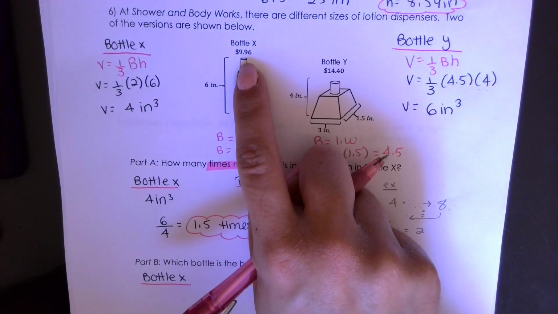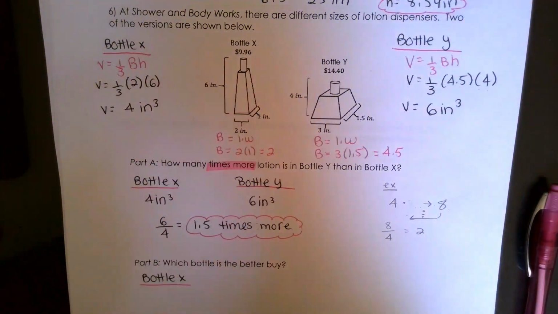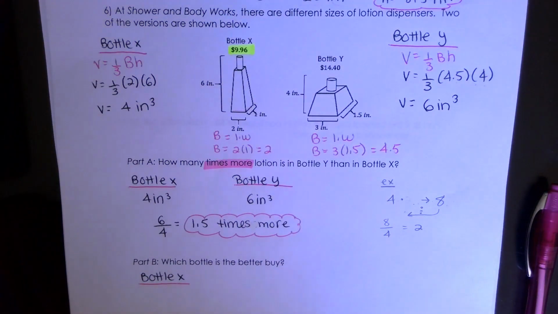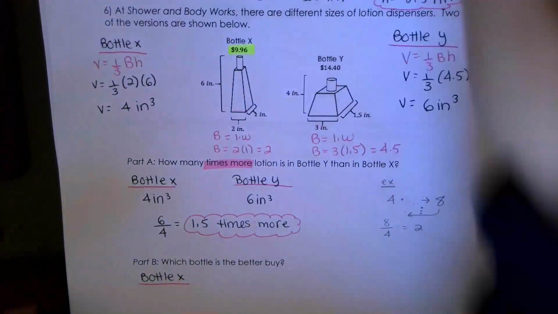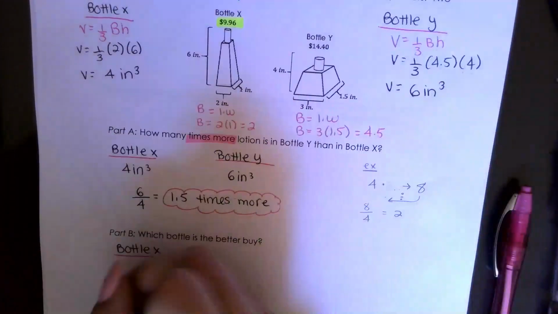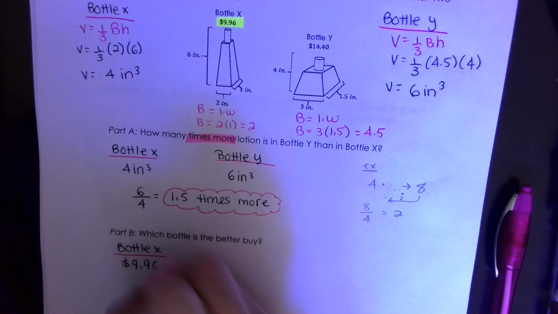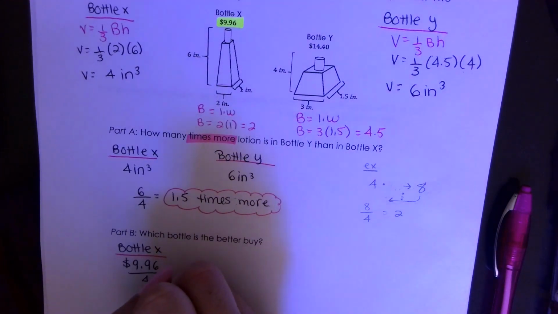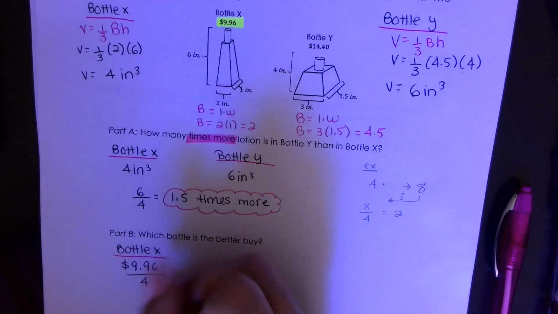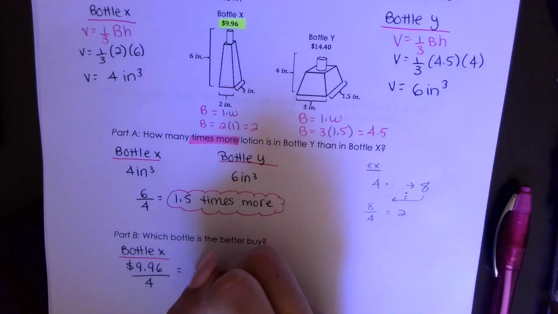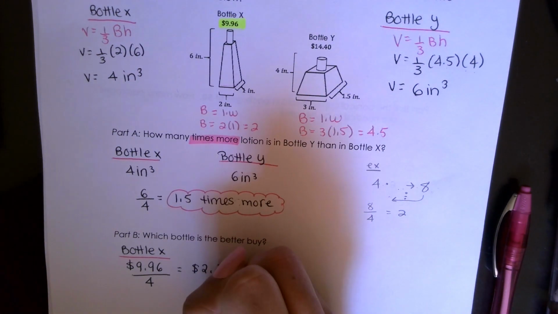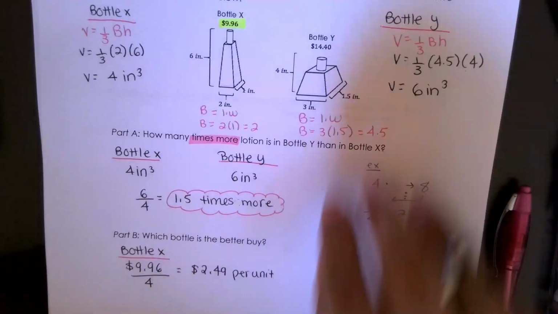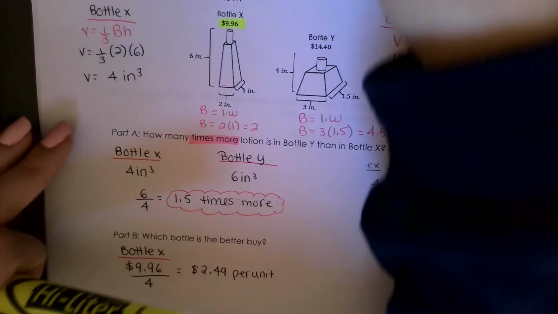So bottle X is $9.96. I'm sorry, it's $9.96. So for bottle X, it's $9.96 for 4 inches cubed. So when you divide this, you'll get $2.49 per unit. So we're going to put them in the equivalent form. That way we can see which one is worth buying.